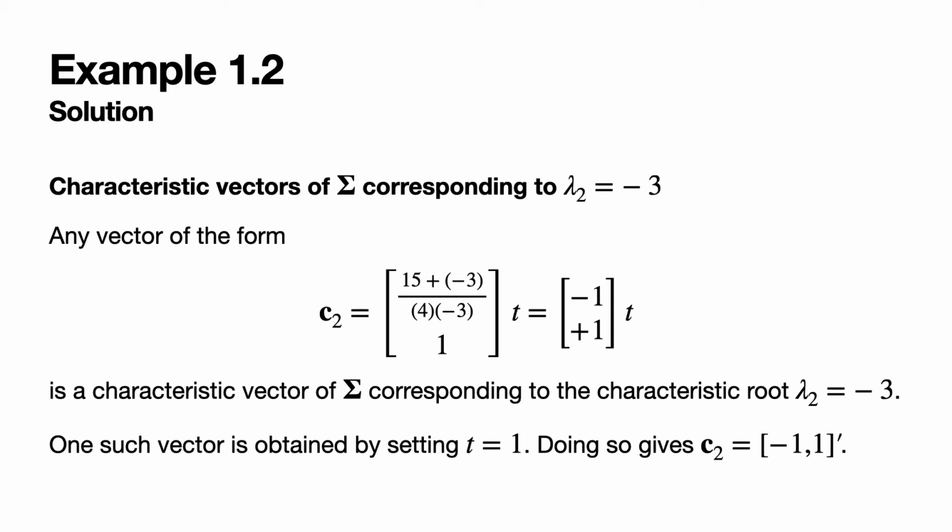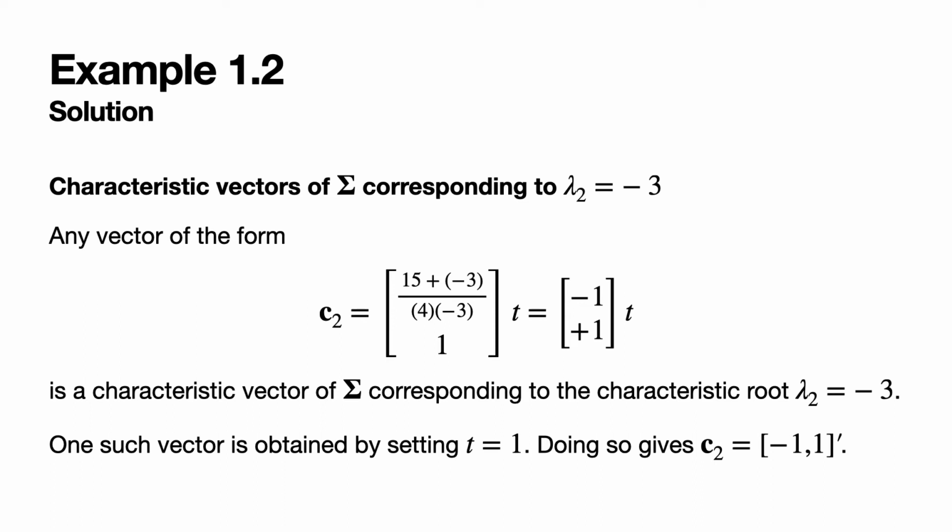Next, let's find the characteristic vectors of cap sigma corresponding to lambda 2 equal to negative 3. Any vector of the form C2, which we obtain by plugging negative 3 into the general formula for characteristic vectors for this matrix, are characteristic vectors of cap sigma corresponding to the characteristic root lambda 2 equal to negative 3. The general form here is the 2 by 1 matrix containing negative 1 and positive 1 in the first and second rows respectively, multiplied by this arbitrary non-zero constant t.